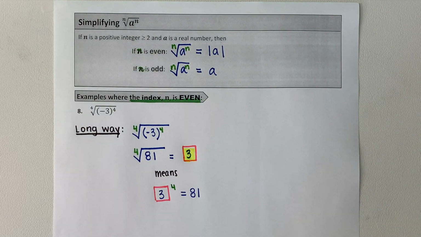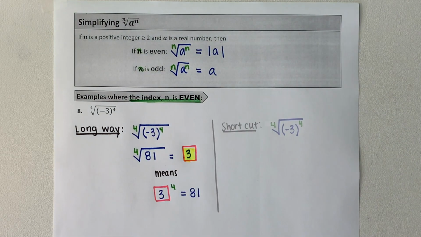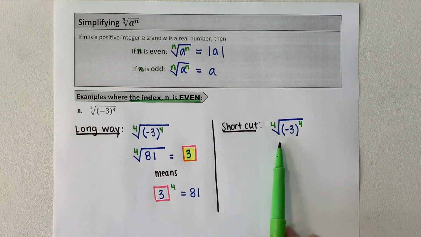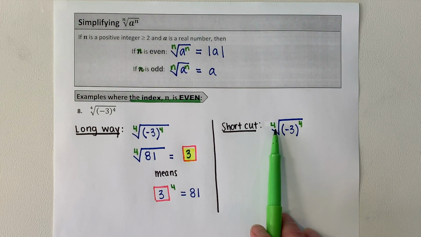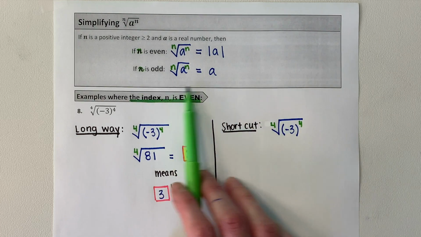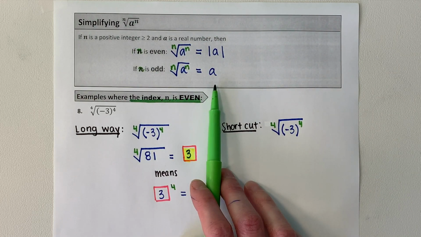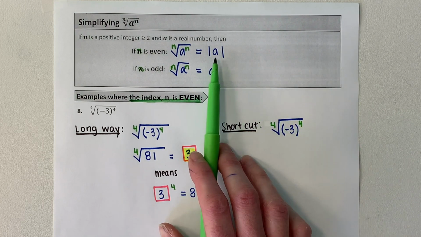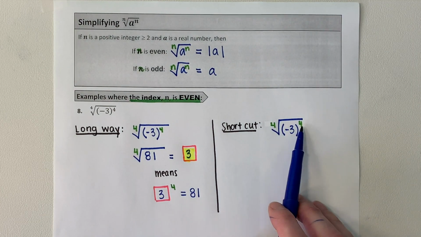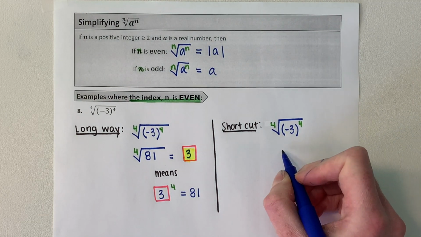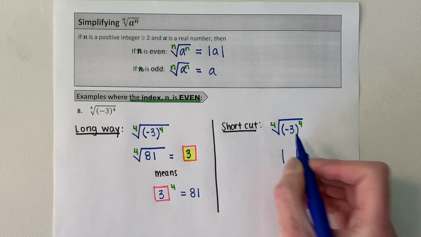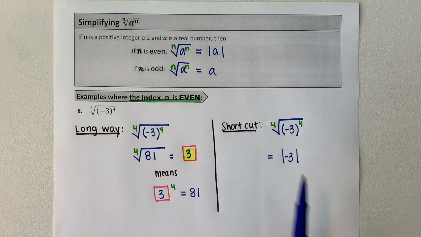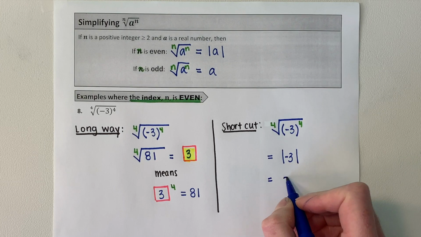Now let's solve this problem in a quicker way using this rule. I've just copied down this original problem here. Now, when you have the special situation where this index matches this exponent, then you can use this rule here. And this rule says if your index is even, which is the case here, then your answer is equal to the absolute value of a. So here, our index is even, so the answer will just be the absolute value of a, which is negative 3. And if we take the absolute value of negative 3, that gives us 3.